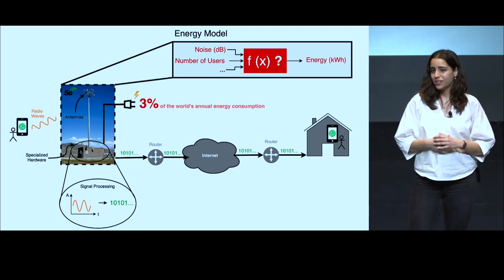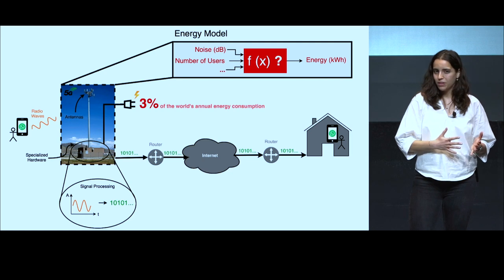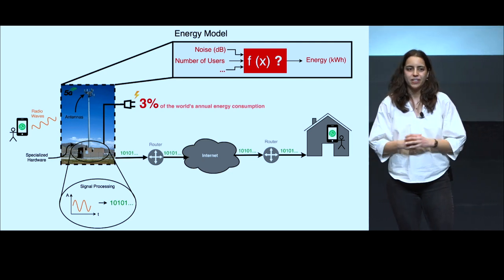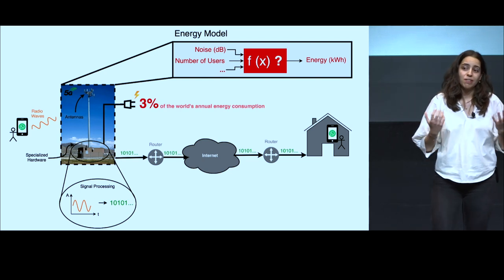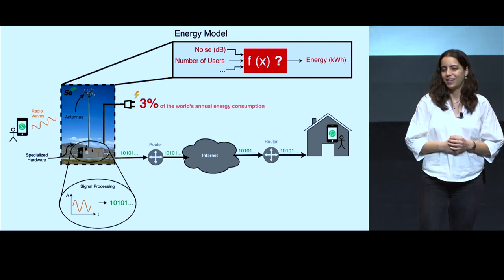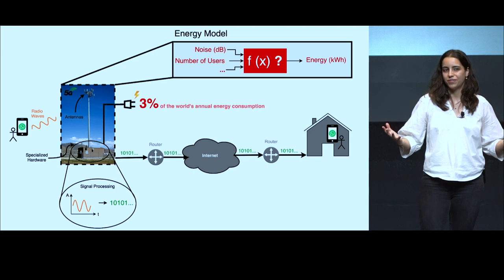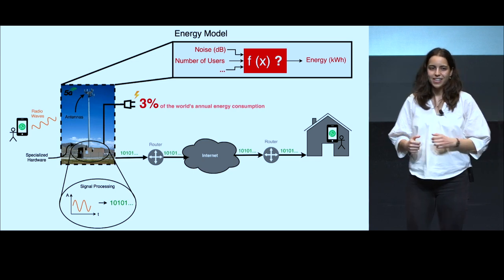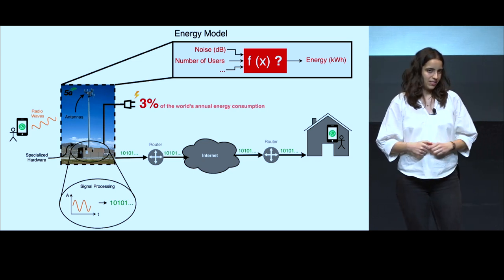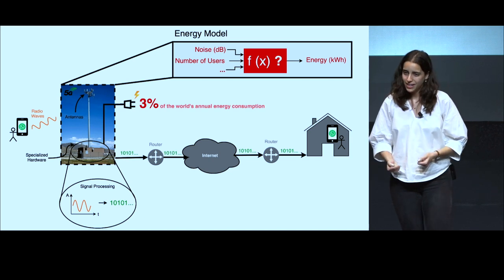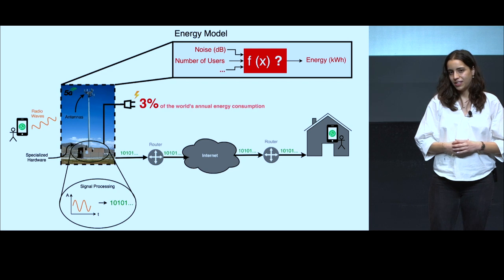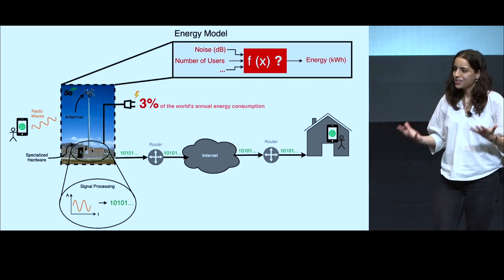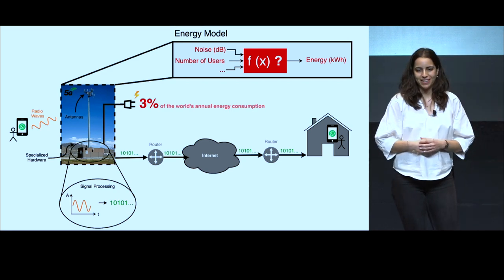We know that noise is an important parameter in that model, but it is not enough to get an accurate estimation of energy consumption. And that is because mobile networks are large and highly complex systems that are influenced by a multitude of different factors. And yet, I believe it is worth searching for this energy model in hopes that one day we may be able to use it to improve the energy efficiency of mobile networks and thus contribute to a more sustainable planet. Thank you.